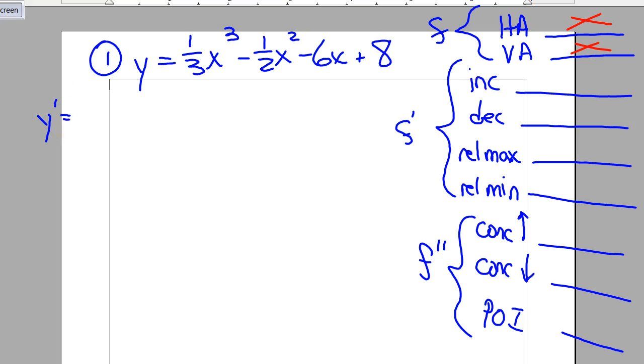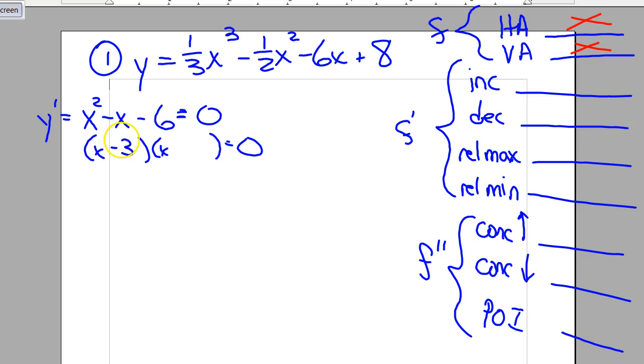So y prime equals x squared minus x minus 6. That's why the original equation looks so goofy, so that the derivative could be normal. What do we do with the derivative then? Set it equal to 0 and solve. So I'm going to try to factor this. Multiply to -6, add up to -1, we do -3 plus 2. So I get x equals 3 and x equals -2. And this is all just review from the stuff we did last week. It's just part of the process to get to the stuff from this week.